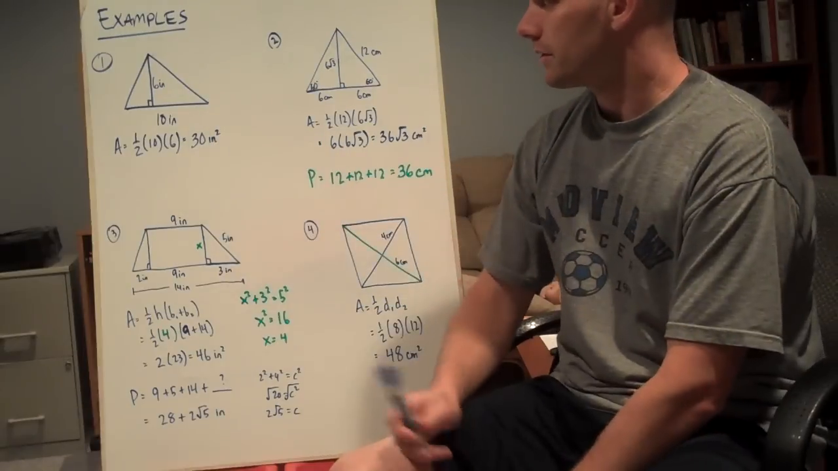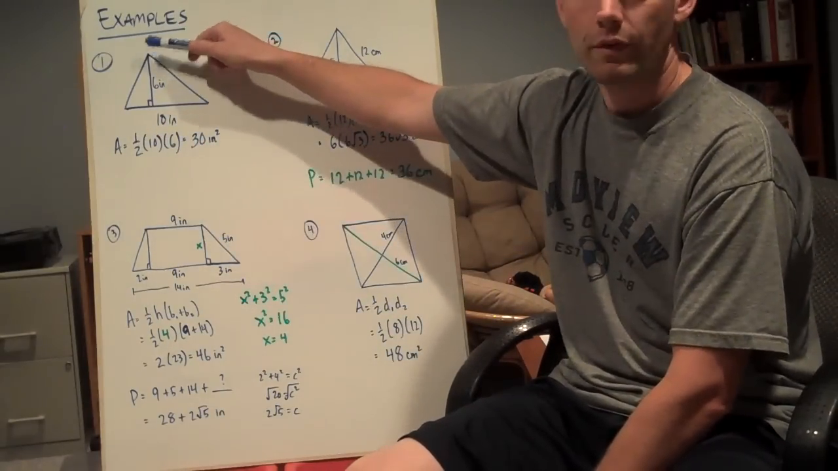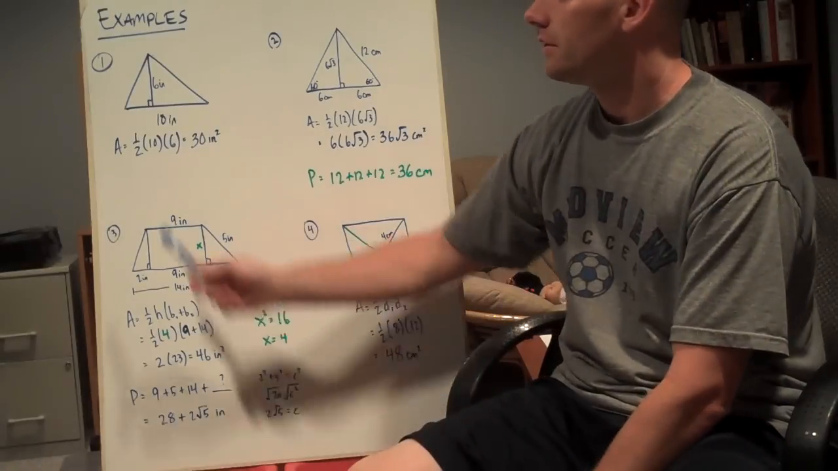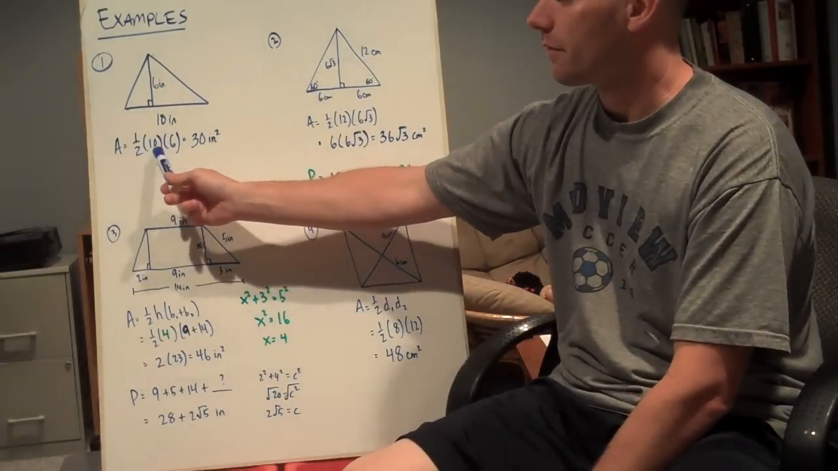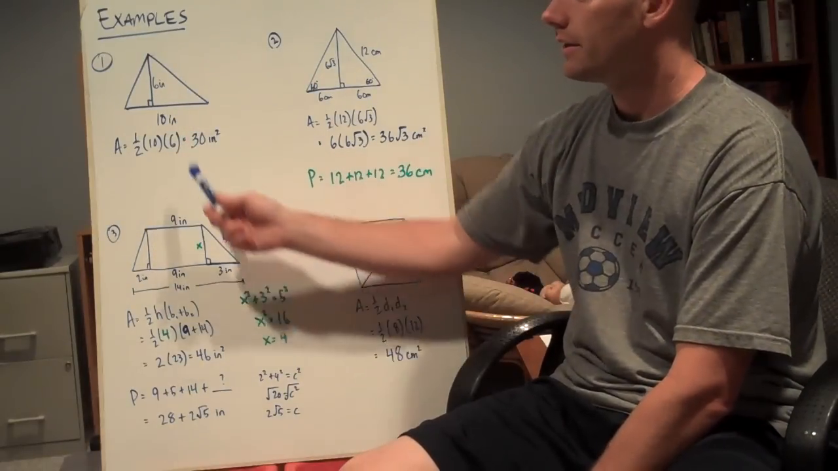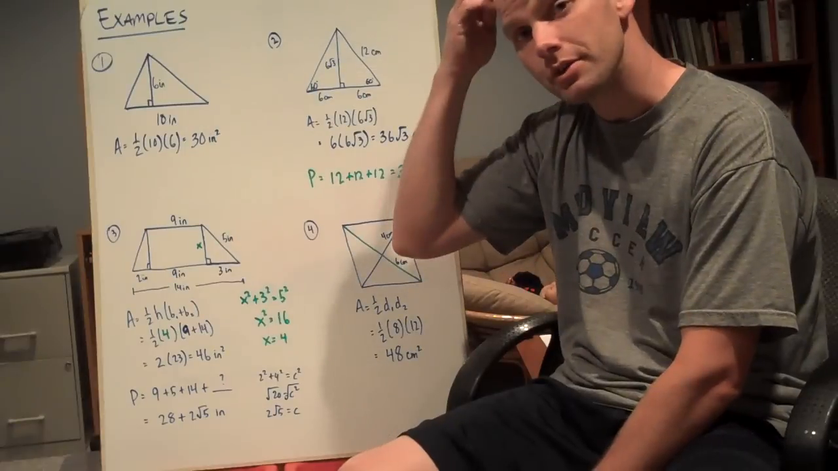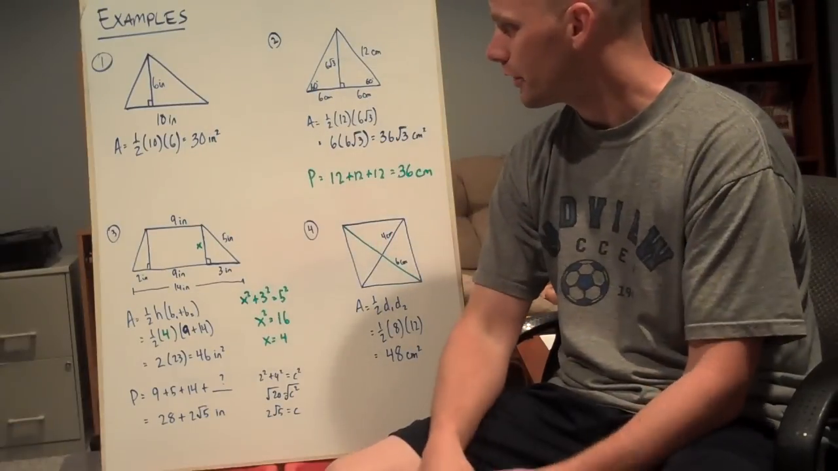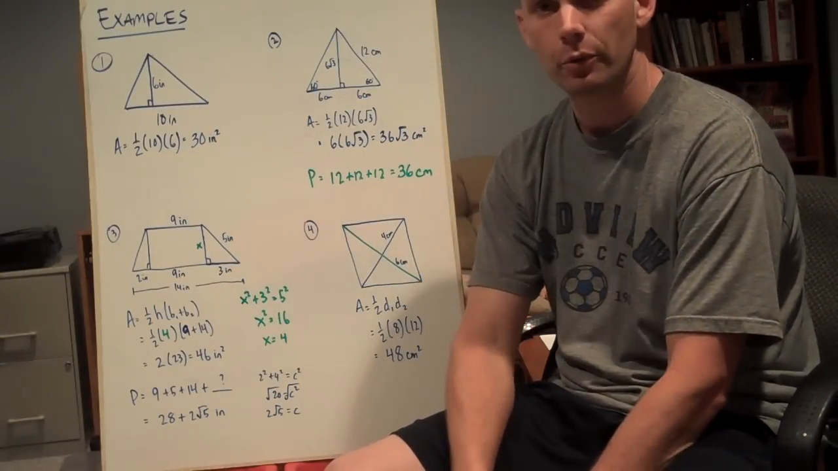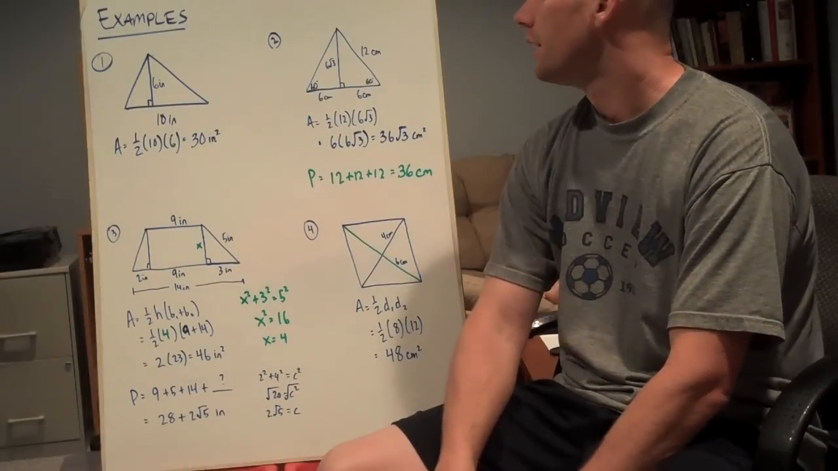Example 1, pretty basic. You see we've got a triangle. We have a base of 10 and a height of 6. So our area is 1/2 the base times the height. So 1/2 times 10 times 6, giving us 1/2 of 60, or 30 square inches. Again, make sure that you're labeling your area with the proper units. We're talking about square units here, in this case square inches.